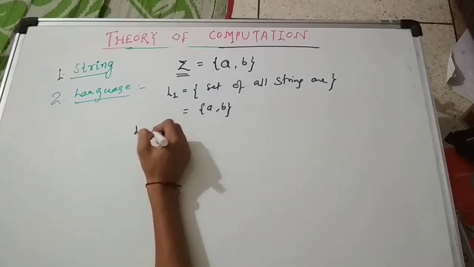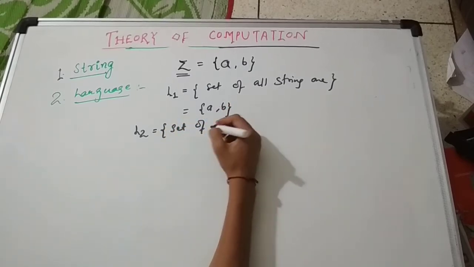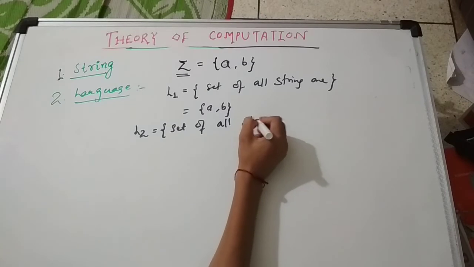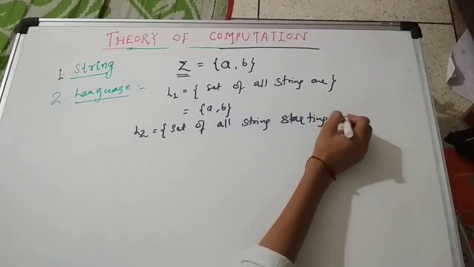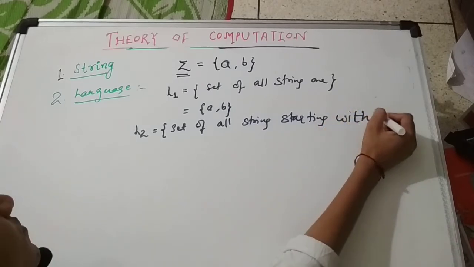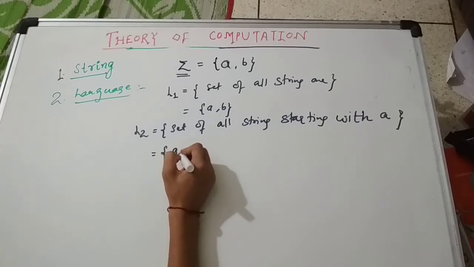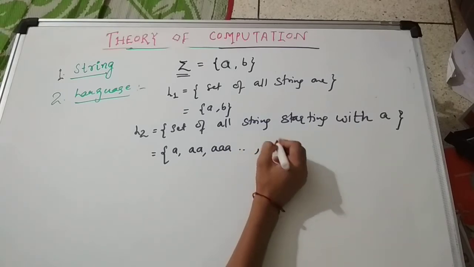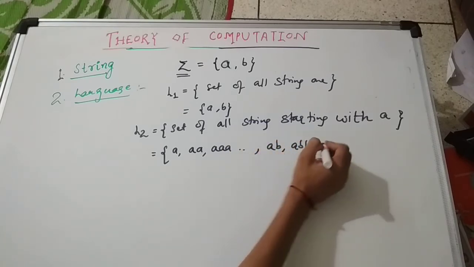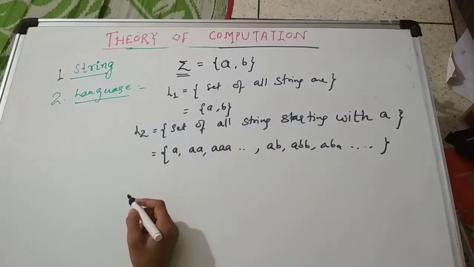Another language can be the set of all strings starting with a. These can be a, similarly a b, and so on. This can be infinite. So a language can be finite as well as infinite.